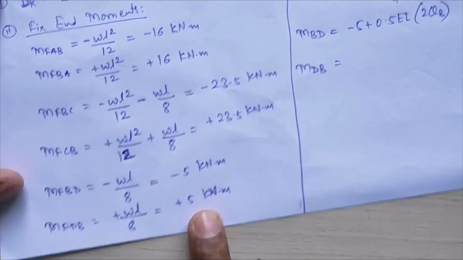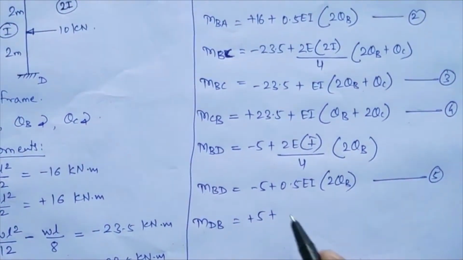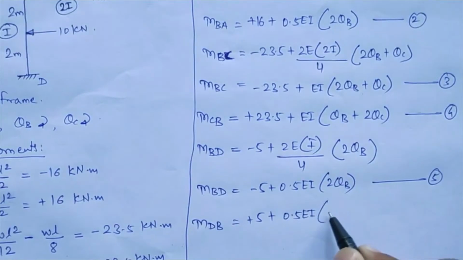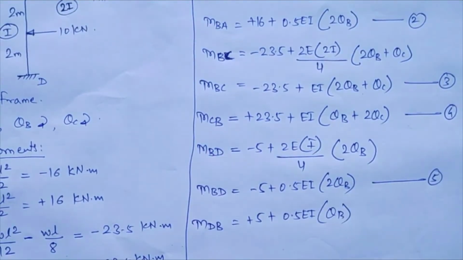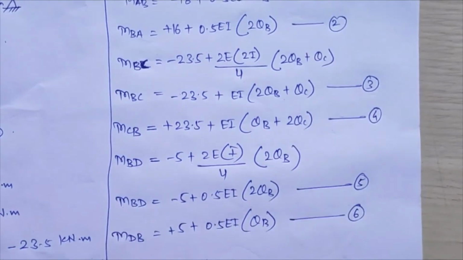So that will be equal to MFDB. I have got plus 5 plus 2EI upon L, that I'll get as 0.5 EI into bracket, the far end rotation theta B will be over here, theta D will remain again 0. So that will be my last equation, equation number 6 over there.